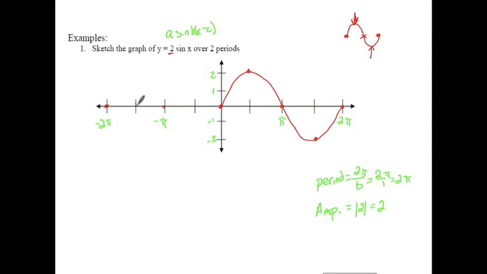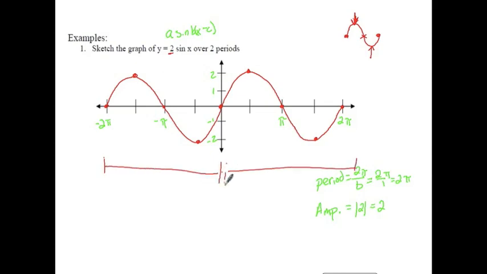So halfway between these is your highest point, which is at 2. Halfway between those is your lowest point, which is at -2. So we go up and down and back to where we started. And that is your graph for that function y equals 2 sine x. It graphs it over 2 periods, because here's 1 period from there to there, and there's 1 period from there to there. So that's my 2 periods, and I've graphed that whole entire function now.